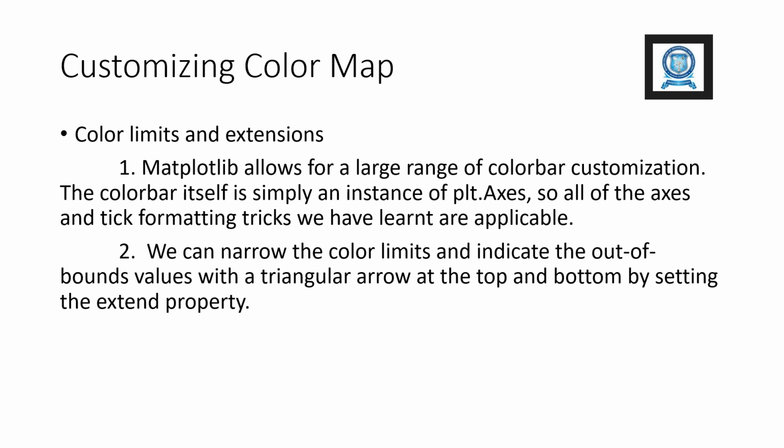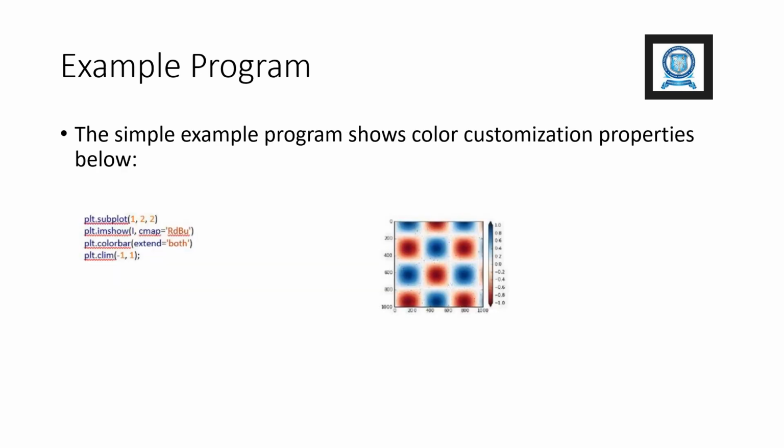We can narrow the color limits and indicate the out of bounds values with a triangular arrow at the top and bottom by setting the extend property. The simple example program shows color customization properties below. Here plt.imshow() function is called, cmap is defined and the extend attribute is defined. The output is shown on the right side of the slide.